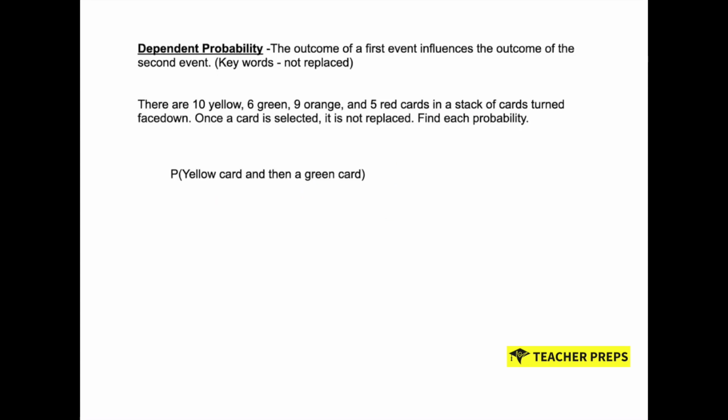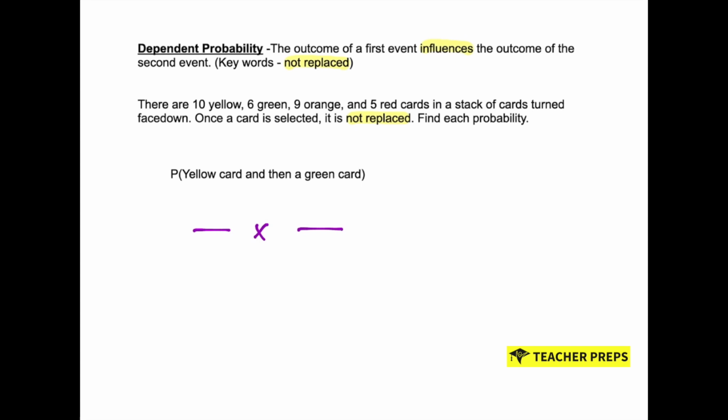So now let's talk about dependent probability. This is when the outcome of the first event does influence the outcome of the second event, and the key word there is not replaced. Let's go through this first problem together. It says that there are 10 yellow, 6 green, 9 orange, and 5 red cards in a stack of cards turned face down. Once a card is selected, it is not replaced. Find each probability. So we want to find the probability of getting a yellow card and then getting a green card without putting the yellow back.